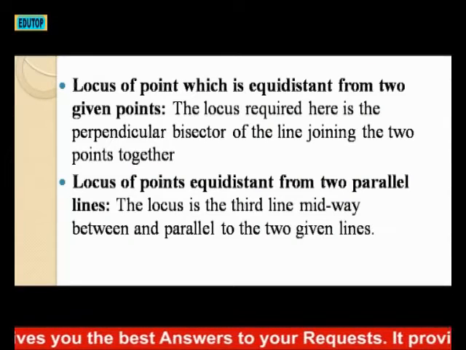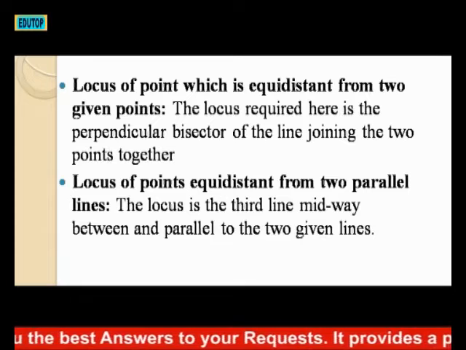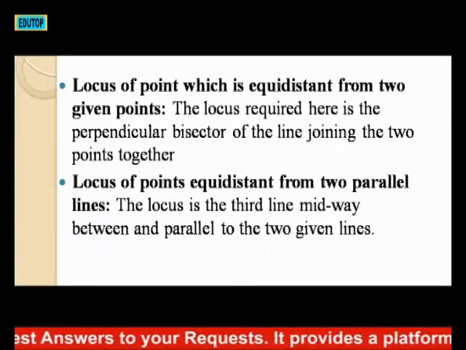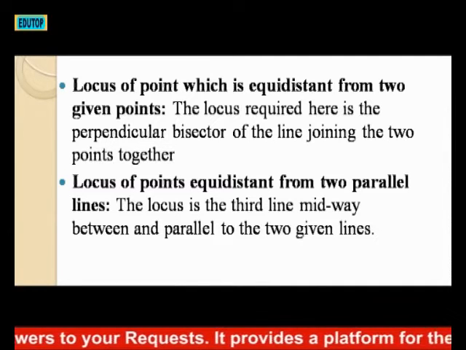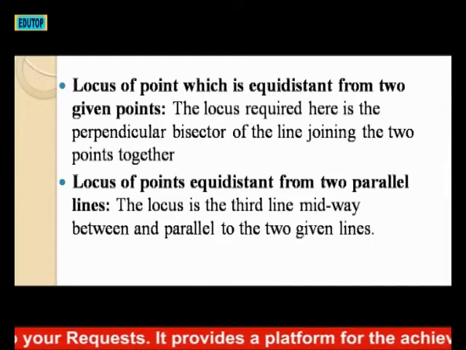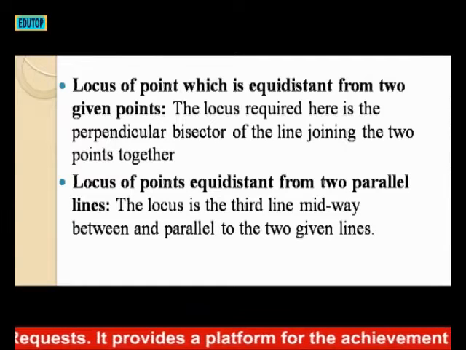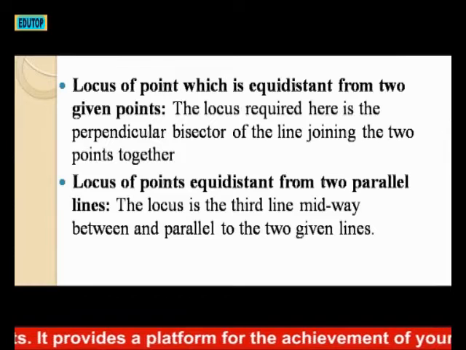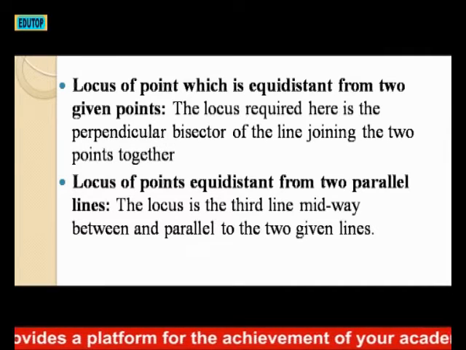Locus of points which is equidistant from two given points. The locus required here is the perpendicular bisector of the line joining the 2 points together. Then number 4, locus of points equidistant from 2 parallel lines. The locus is the third line midway between and parallel to the two given lines.